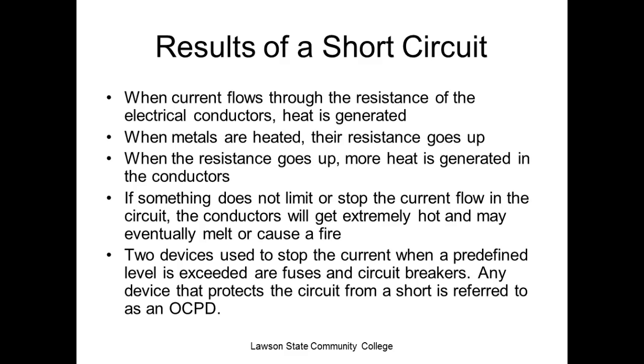If something does not limit and stop the current flow in the circuit, the conductor will get extremely hot and may eventually do what? Melt the coil apart. So what usually happens first is the insulation is lost, and then after that, you have catastrophic failure. Two devices are used to stop the current when a predefined level is exceeded. We call these what? Any device that protects the circuit from a short is referred to as an overcurrent protection device, or OCPD.